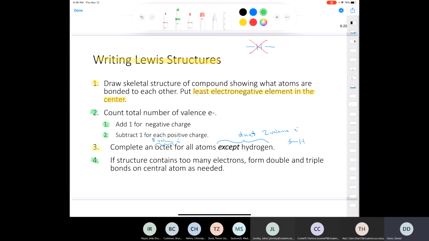If the structure contains too many electrons, what you're going to do is play with it using trial and error, and you're going to form double or triple bonds as necessary in order for all the elements to have a complete octet.